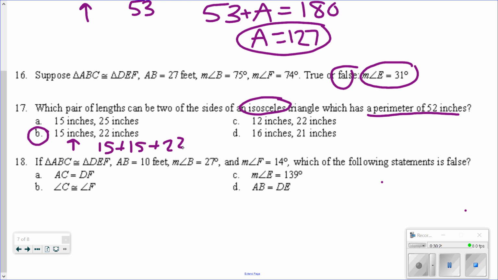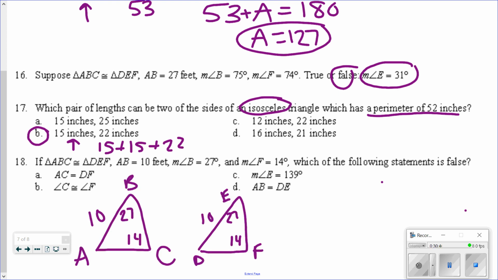18. If triangle ABC is congruent to triangle DEF, AB is equal to 10, the measure of angle B is equal to 27, and the measure of angle F is equal to 14, which of the following statements is false? I'm going to draw this picture out because I have to see it to be able to tell what is true and what is false. Don't mind my very sloppy sketch, but if we look at all of our answer choices, the one that is incorrect is C here. It's telling us angle E should equal 139 degrees, but we see that it actually equals 27 degrees.